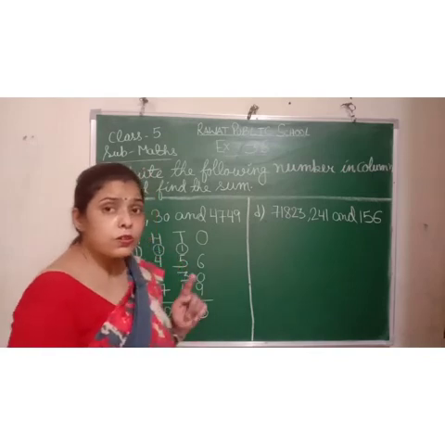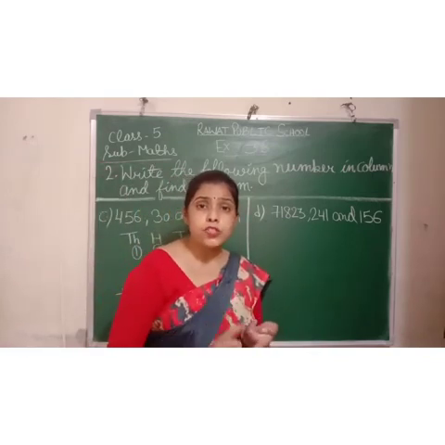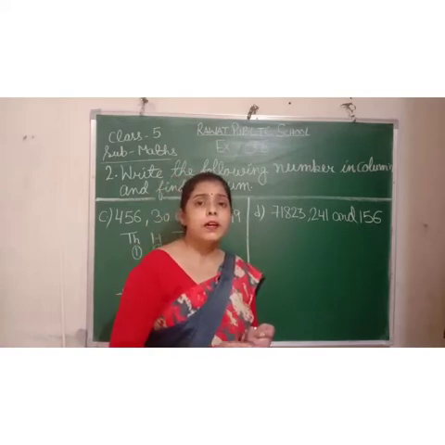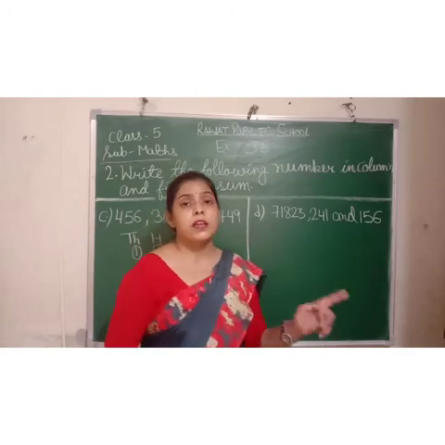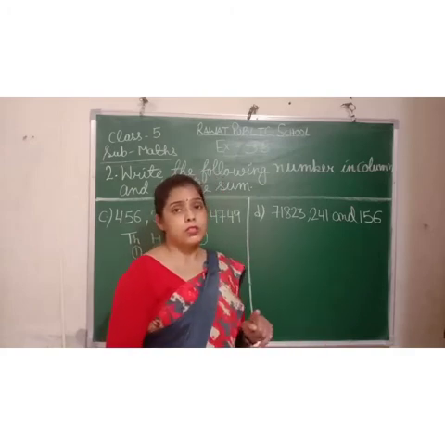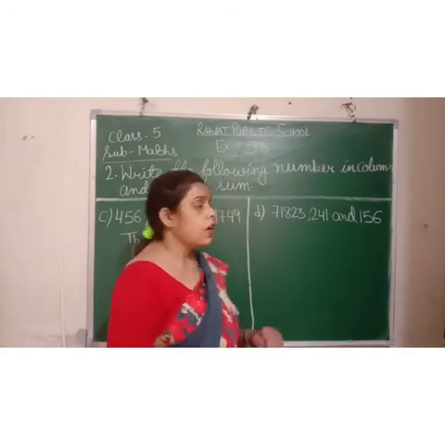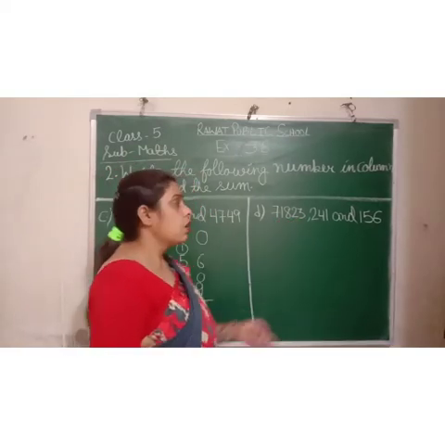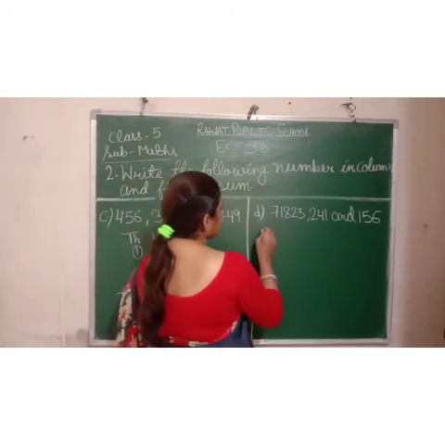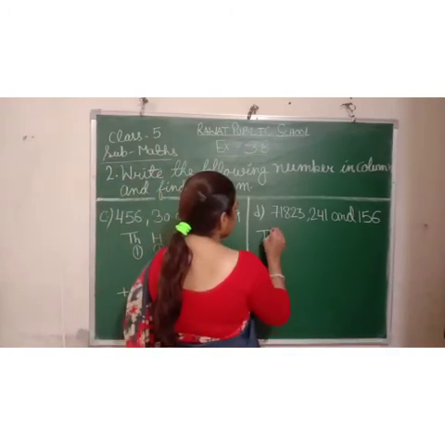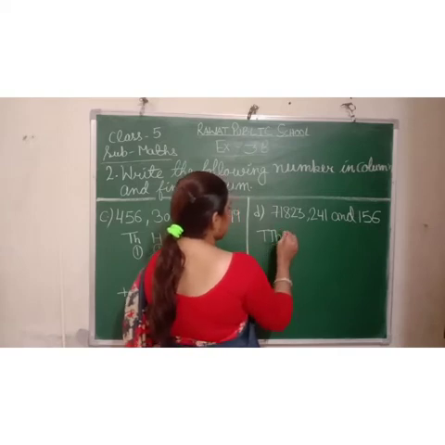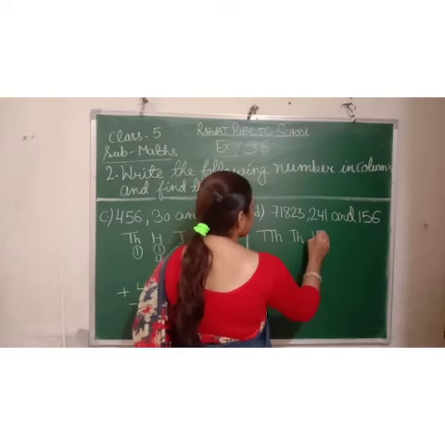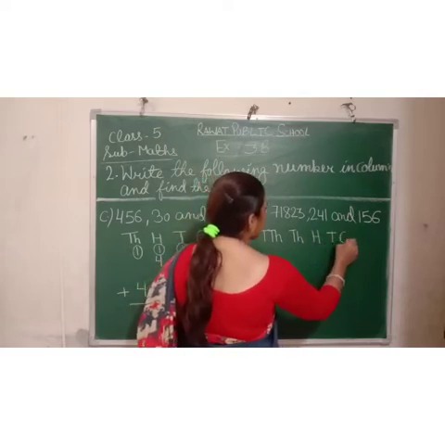71,823. So what I have told you, always check the largest place value of the number in a group. In the group you should first find out the number whose place value is largest. So here the largest place value is 71,000. Okay, so I will start from here, 10,000. Okay, so TTH, then thousands, then hundreds, then tens, and then ones.